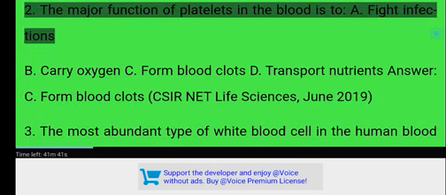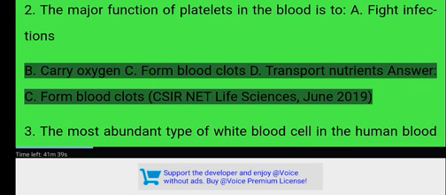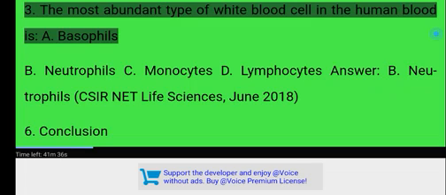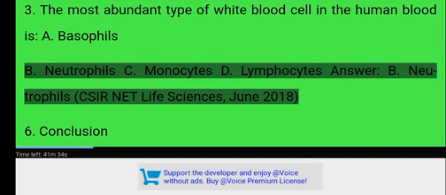2. The major function of platelets in the blood is: A. Fighting infections. B. Carry oxygen. C. Form blood clots. D. Transport nutrients. Answer. C, form blood clots. CSIR NET Life Sciences June 2019. 3. The most abundant type of white blood cell in the human blood is: A. Basophils. B. Neutrophils. C. Monocytes. D. Lymphocytes. Answer. B, neutrophils. CSIR NET Life Sciences June 2018.